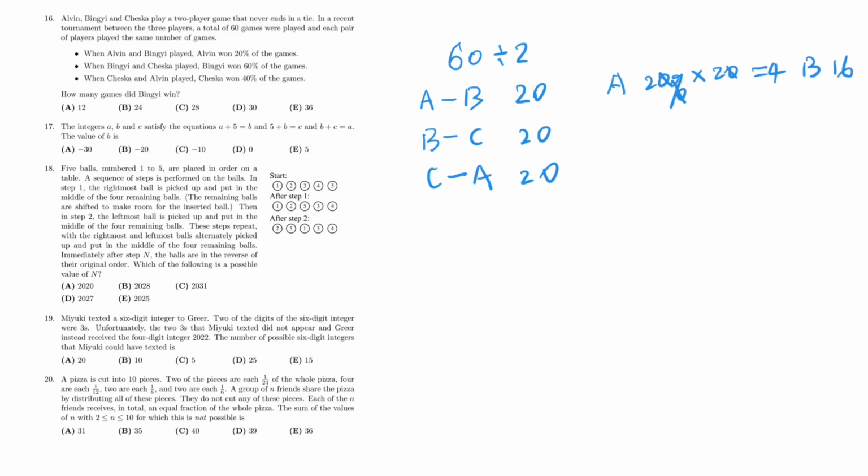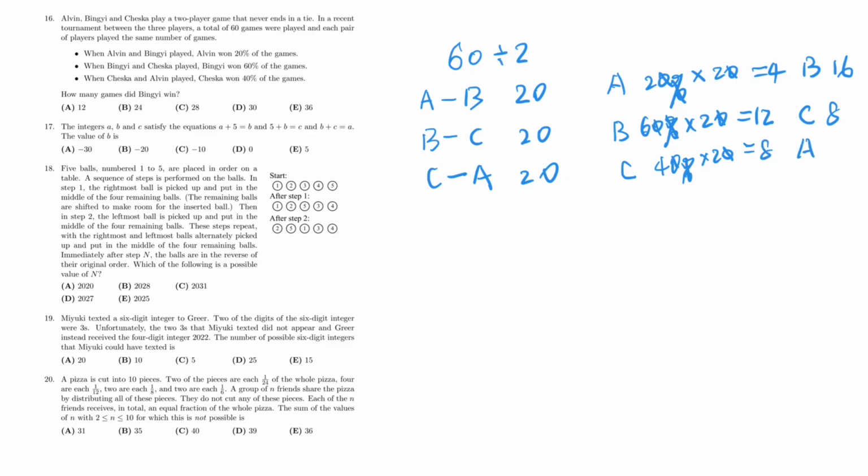B against C, B wins 60%, so 60% times the total of 20 games. Percentage cancels 20, that's 12. C wins 8 games. C wins 40% of the 20, percentage cancels 20, that's 8.